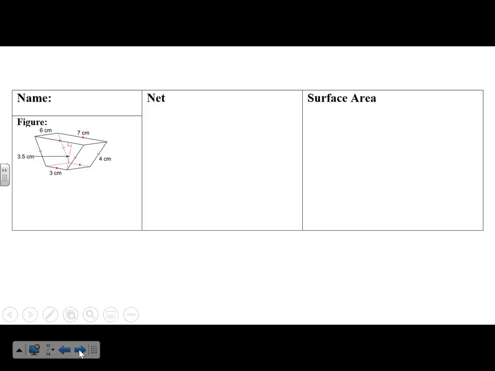Next one, we have a trapezoid prism, or trapezoidal. So I am actually going to start with, so this is the base. So I would start, because I want to kind of make that look the same.